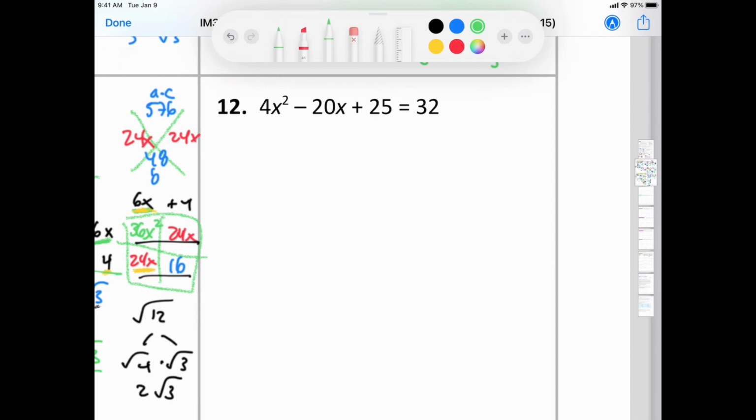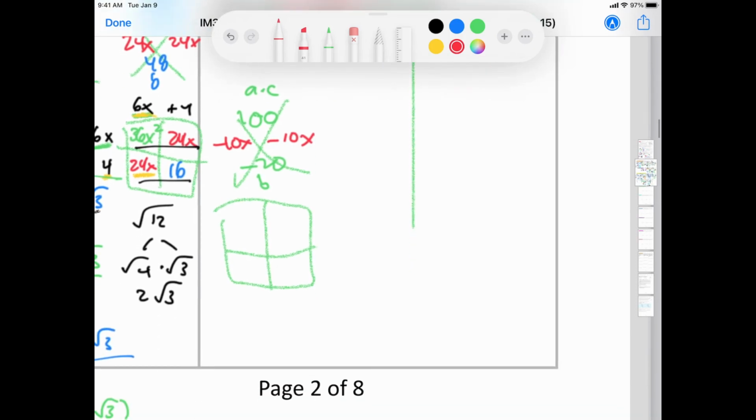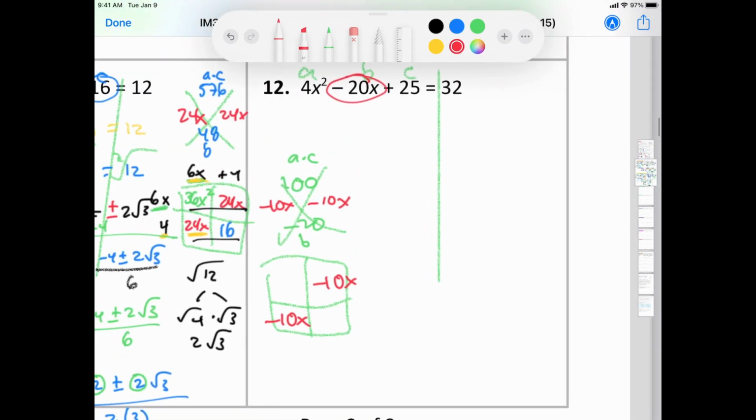Number 12, let's factor. A, B, C. A times C is 100. B value is negative 20. Split that in half, negative 10. Let's put it into our box here. Have you guys figured out the secret from the X box method? Have you noticed I haven't told you? Math is cruel and unusual, huh? No, it's wonderful. It's a delight. It's a mystery. Okay, here we go.